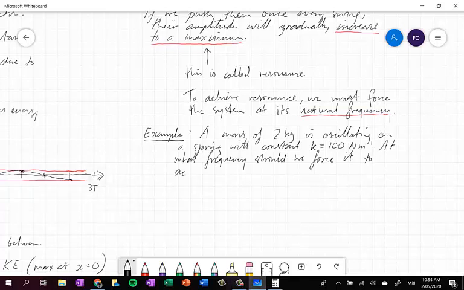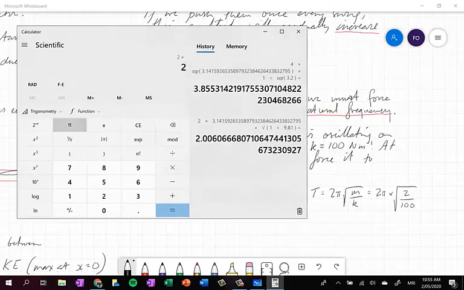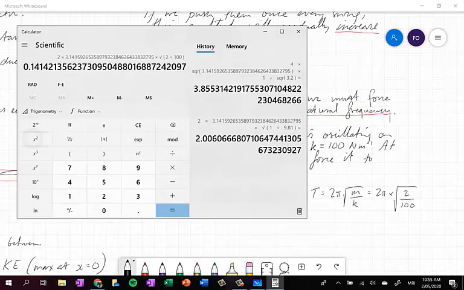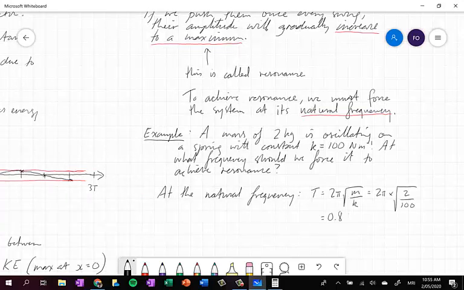Okay, so the short answer is at the natural frequency. And we know that T is equal to 2 pi square root m over k. So in this case, that's 2 pi times the square root of 2 over 100. So we need to figure out what that is: 2 times pi times the square root of 2 divided by 100, and we get 0.89, so T equals 0.89 seconds.